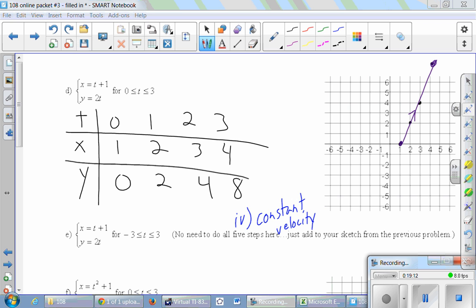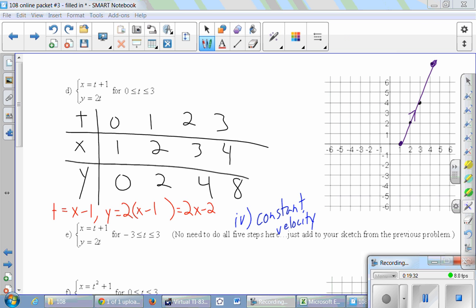So here's where the algebra ramps up just a little bit. Solve the first equation for t: x minus 1. Plug that into the second equation: 2 times t, but t is really x minus 1. So y equals 2x minus 2 is the equation of that line. Does it make sense? Slope equals 2, that's good. The y-intercept, if we had continued, would have been at -2.